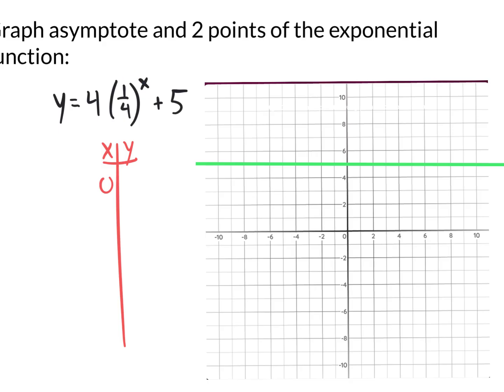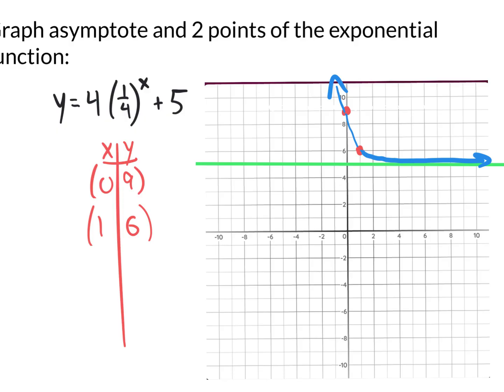Plug in a 0 right there, that becomes 1. 1 times 4 is 4. 4 plus 5 is 9. So plug in a 0, get out a 9. 0, 9 is right there. And you can plug in a 1. 1's been working out great so far. Plug in a 1, it stays 1/4. 4 times 1/4 cancels out, you get a 1. And 1 plus 5 is 6. So 0, 9 and 1, 6. With those two dots, you will have your decay function on quizzes, like so.